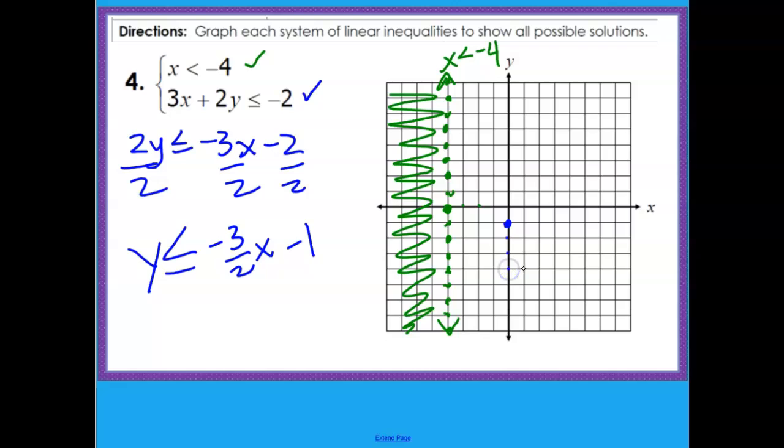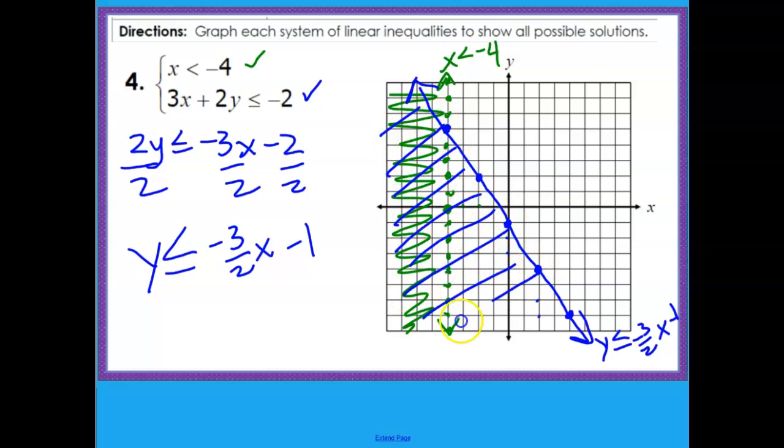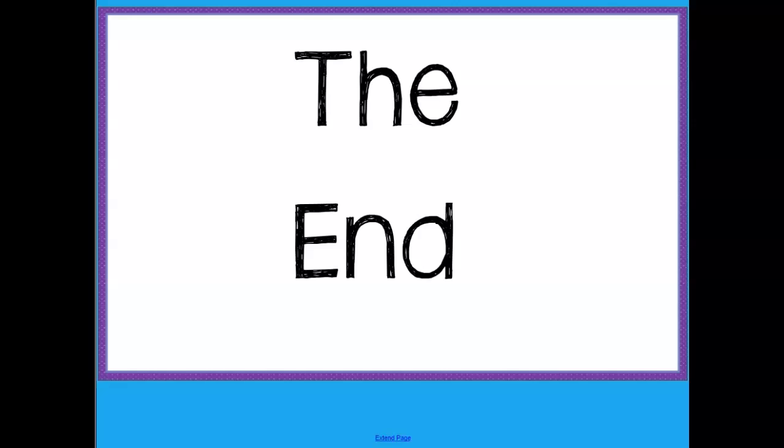Down 3, over 2. Down 3, over 2. Up 3, left 2. This one is also, oh, not also, this one is a solid line. The other one was not. Label your graph and choose the correct shading direction. This time it's going to be less than. So this is the correct shading area, but only this region is where the solutions are. Okay. All right. That concludes our lesson on graphing systems of inequalities.